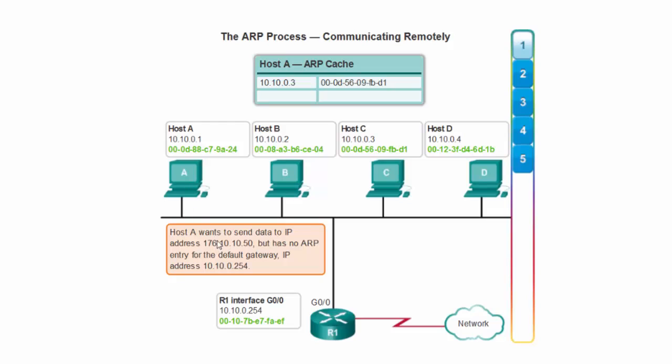But then node A will learn that this IP address does not exist on the LAN, in which case node A will have the IP address of the default gateway, or this router port.